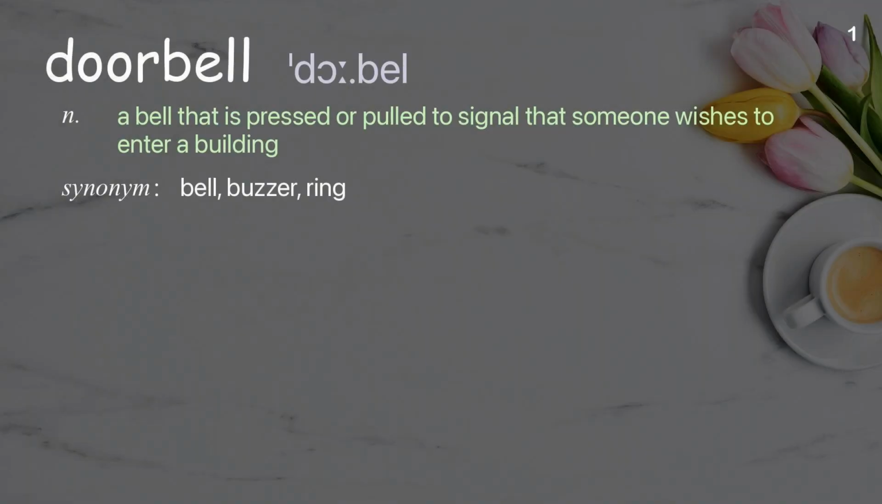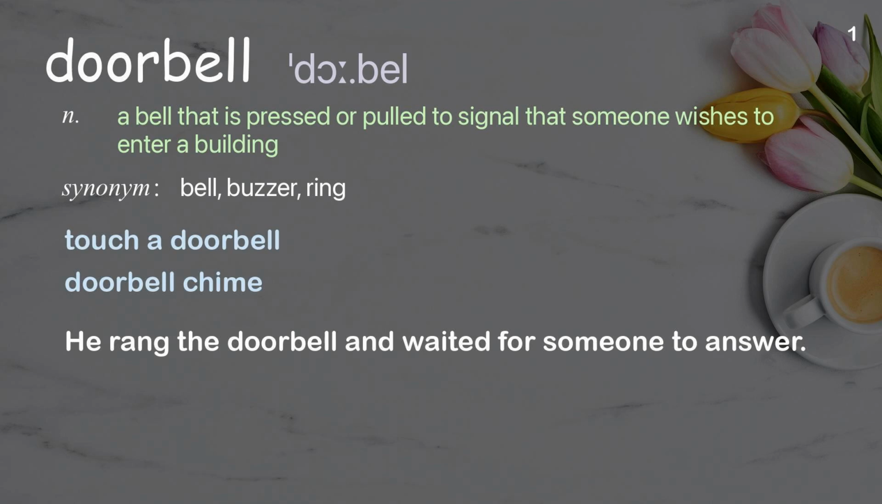Doorbell. A bell that is pressed or pulled to signal that someone wishes to enter a building. Examples: Touch a doorbell. Doorbell chime. He rang the doorbell and waited for someone to answer.